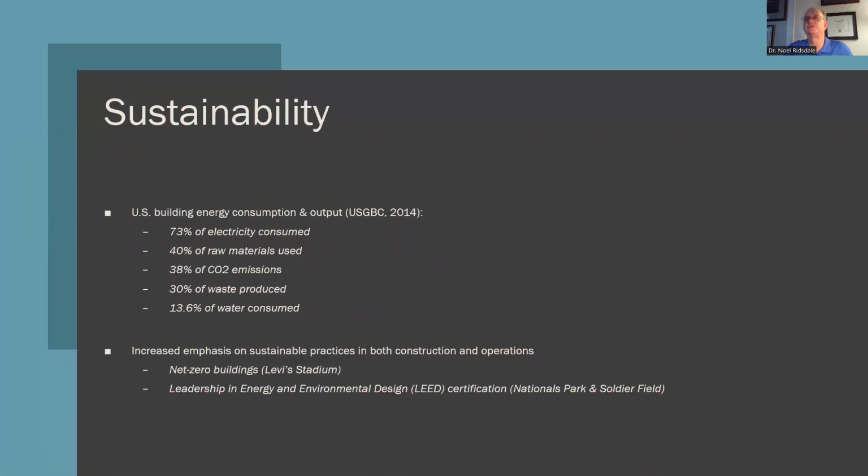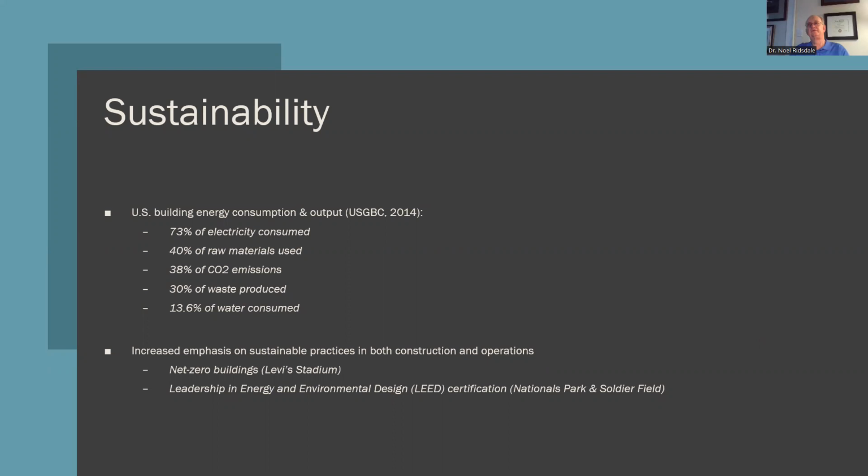I left this in here. It is a few years old, but basically 73% of electricity consumed is inside the sports and entertainment area. That's a lot of electricity. Also 40% of the raw materials, 38% of CO2 emissions, 30% of the waste produced, and 13.6% of the water consumed. When you look at those numbers, we definitely have a ways to go. It's better now, but it's still not there.